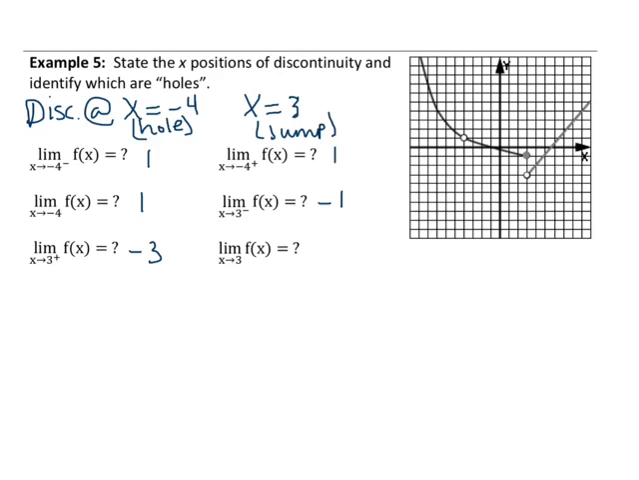Okay, now the last part says the limit as x approaches 3 of the function f of x. Well, again, check to see whether or not the left and the right hand side are equal. The left hand side was -1, the right hand side was -3. They don't equal each other. In this case, the limit in general is said to not exist, so we write DNE, does not exist.